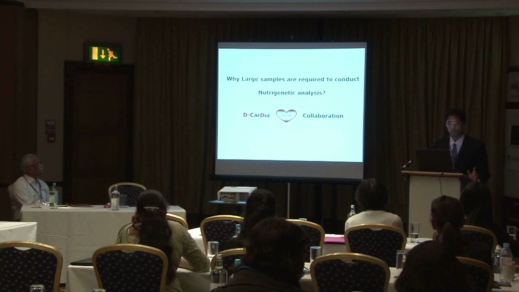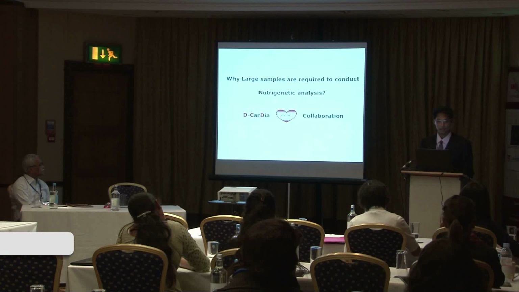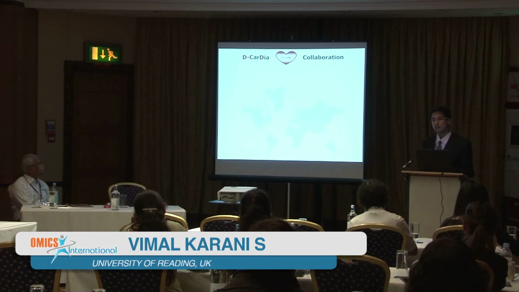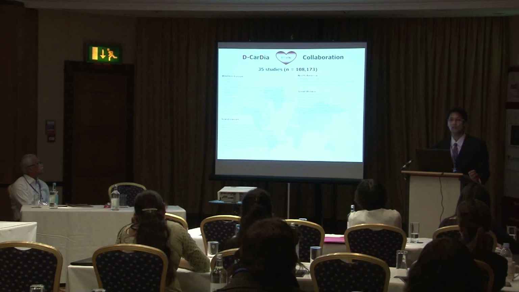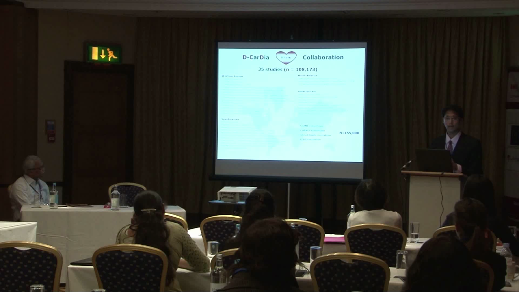And moving on to the second part of my talk, why large samples are required to conduct nutrigenetic analysis. For this, I've chosen the DCardia collaboration. I'm the lead study coordinator of this collaboration. DCardia stands for Vitamin D Cardiovascular and Diabetes Related Traits. To date, we have nearly 35 studies comprising more than 100,000 individuals from Western Europe, Scandinavian countries, North America, and Great Britain. We also do collaborations with the consortia-based studies such as Giant, Charge, Global Lipids, and ICBP. Combining the consortia-based studies and the DCardia studies, we have a sample size of more than 155,000 individuals.